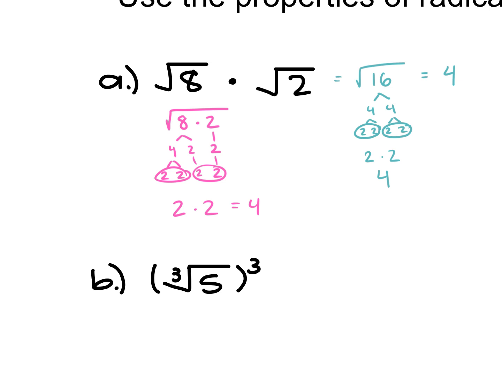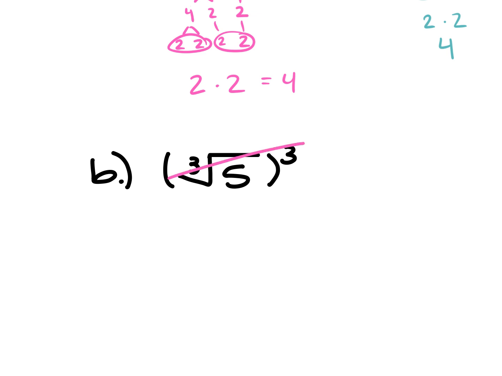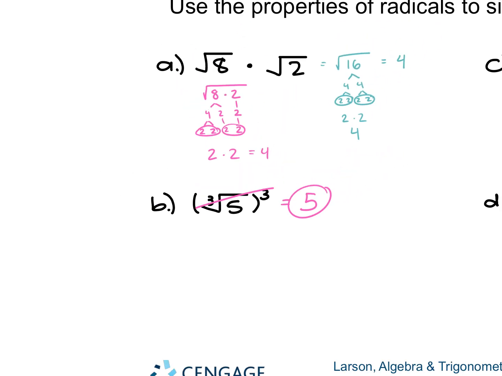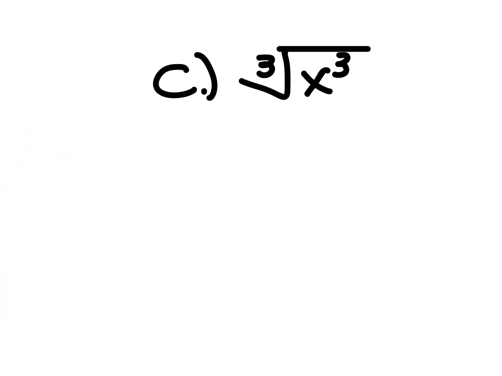Let's look at B. We have the cubed root of 5 cubed. What would this be? 5. Awesome. The cubed root and the cube cancel because we have the same index and exponent. So this would just be 5. What about for C? Same thing. We've got the same index and exponent, so they cancel. So our answer would just be x.